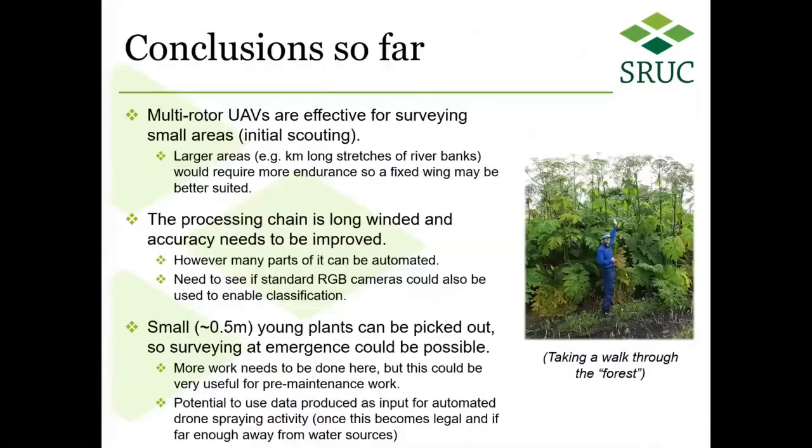So, conclusions. Drones are effective for surveying areas, certainly small areas, doing site-specific surveys and things like that. For larger areas, such as surveying along river systems, which is very common, especially for giant hogweed, you might want to think about using something like a fixed-wing drone, where you get more endurance and can monitor as you go along. The processing chain I used was a bit long-winded and needs to be improved, but a lot of it is automated, so it's not too bad.